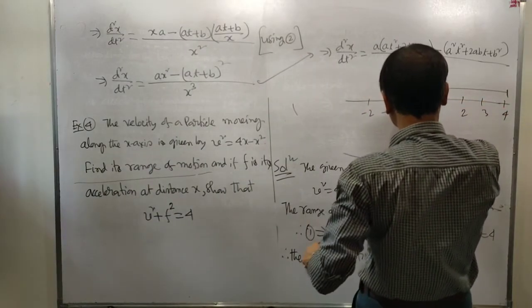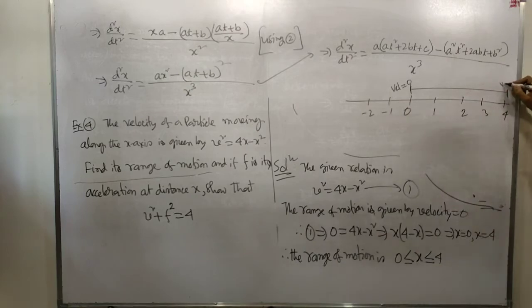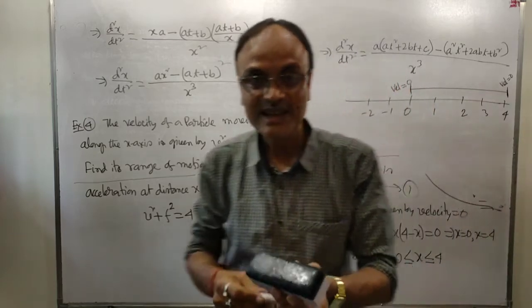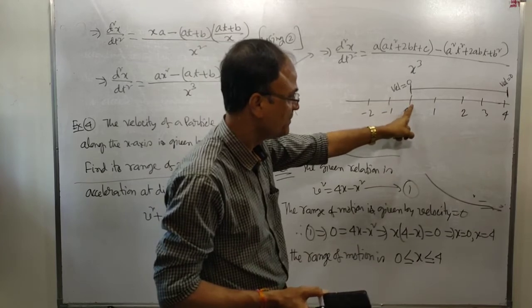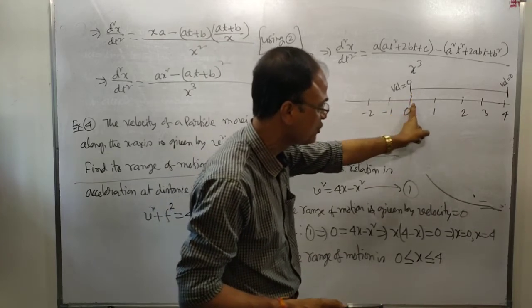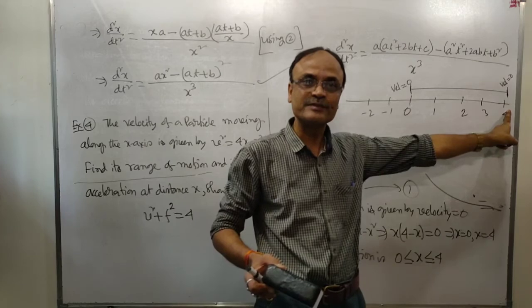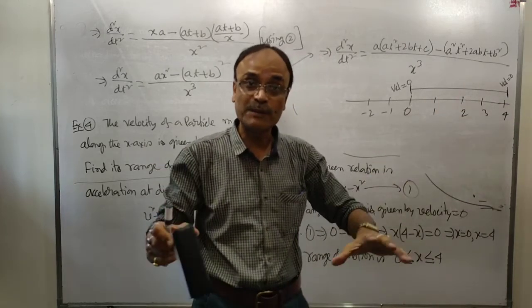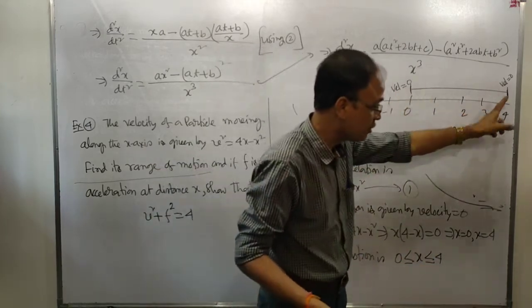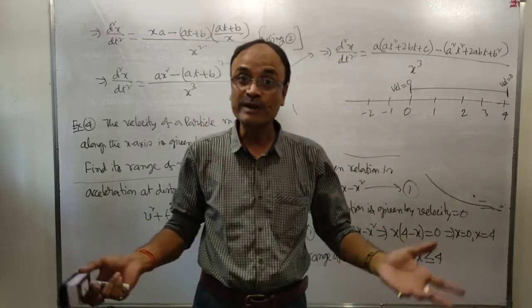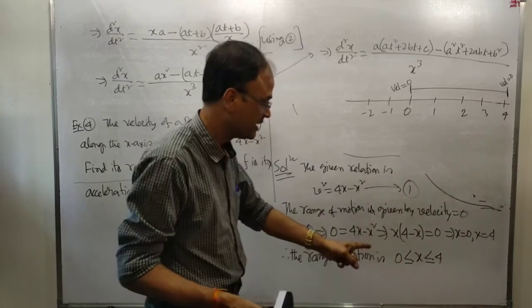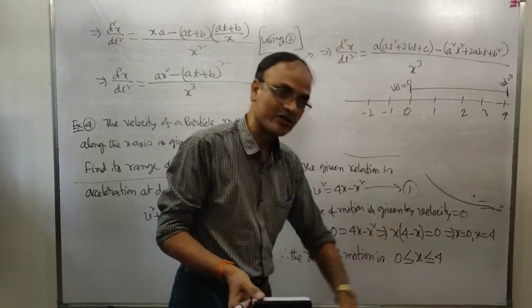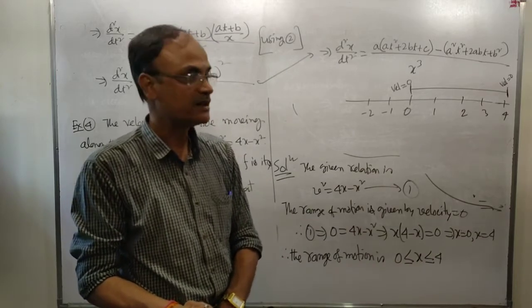In this position, the velocity of the particle is 0. And in this position also, the velocity of the particle is 0. The particle moves between the points x equal to 0 and x equal to 4. When x is equal to 0, the velocity of the particle becomes 0. When x is equal to 4 also, the velocity becomes 0. Therefore, the range of motion should be 0 is less than or equal to x is less than or equal to 4.